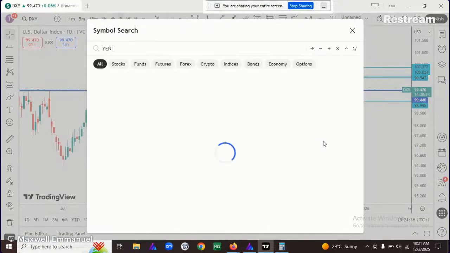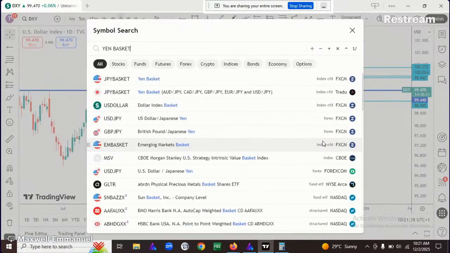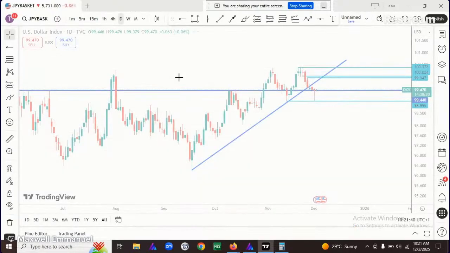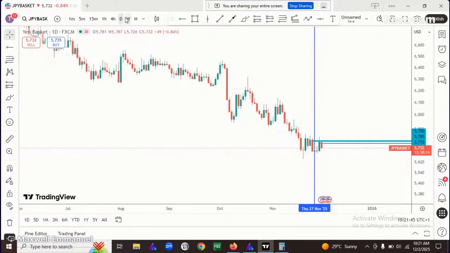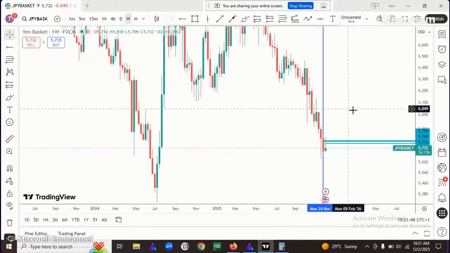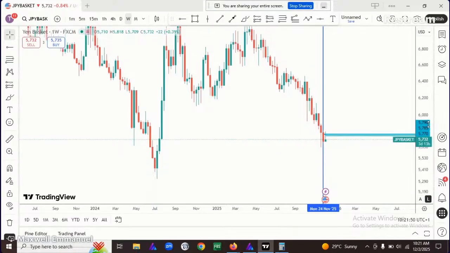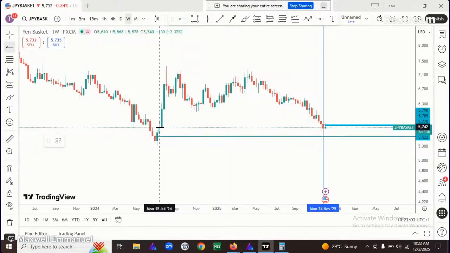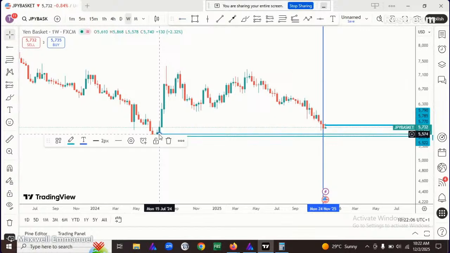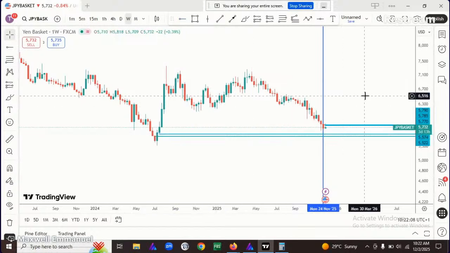Let's look at yen basket. So yen basket should be bearish for GBP JPY to be bullish. Remember several weeks ago, I told you guys yen is coming to fill this fair value gap. That's where it's heading to. You can see it's coming to this gap.